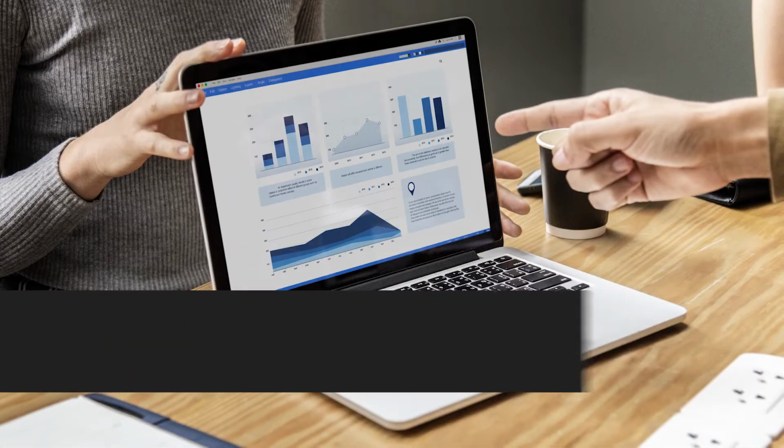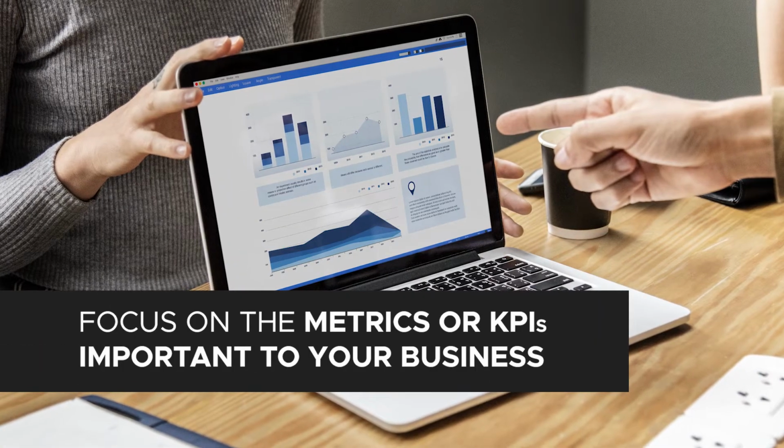So, let's go. When you think about reporting, it's really easy to get overwhelmed because there's so many metrics out there, right? Engagement rate, how many likes, how many shares, how many downloads, how many clicks am I getting, all this different stuff. You don't want to get overwhelmed. So my first tip for you is to actually focus on what metrics or KPIs are important to your business.